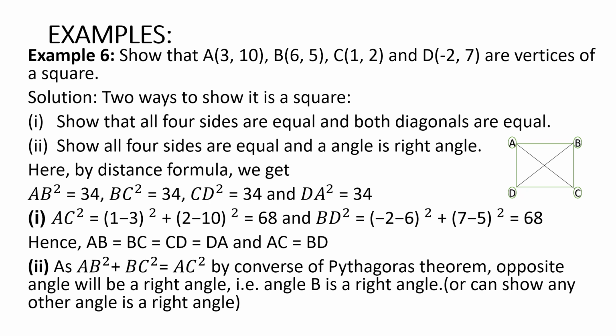Or suppose you want to use the second way. Then four sides are equal, that is very clear. And by the converse of Pythagoras theorem, AB square plus BC square is equal to AC square over here. That means angle B is a right angle. So if one of the angles is a right angle and all four sides are equal, then also it is a square. So you can use any one method to show it is a square.